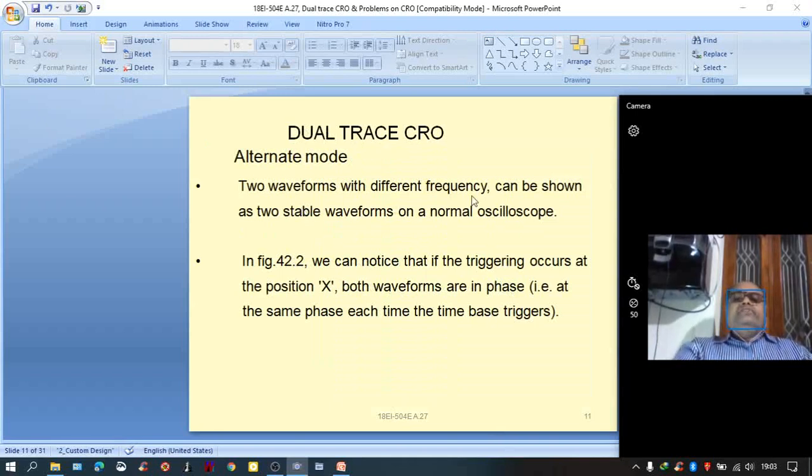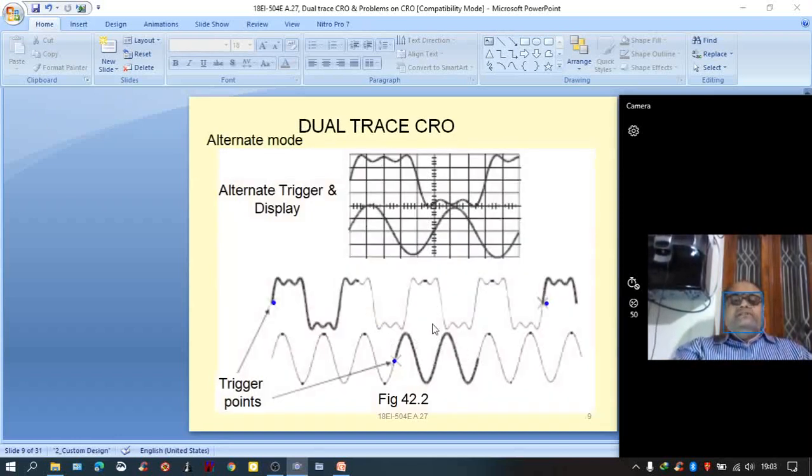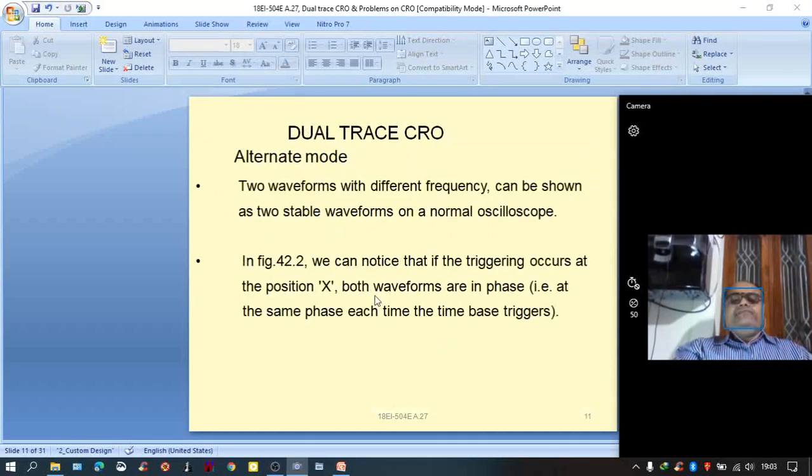The two waveforms with a different frequency can be shown as two stable waveforms on a normal oscilloscope. In figure 42.2, that is this one, we can notice that if the triggering occurs at the position X, both waveforms are in phase. That is, at the same phase each time the time base triggers.